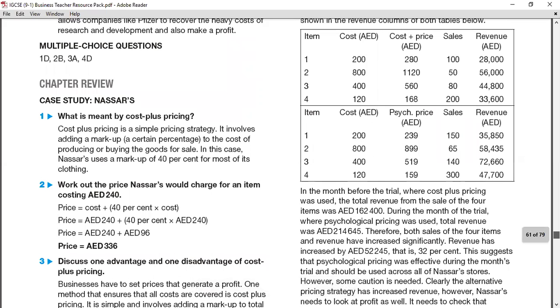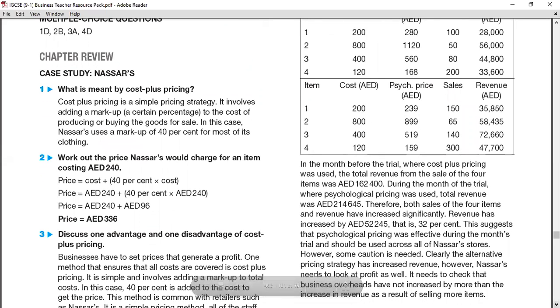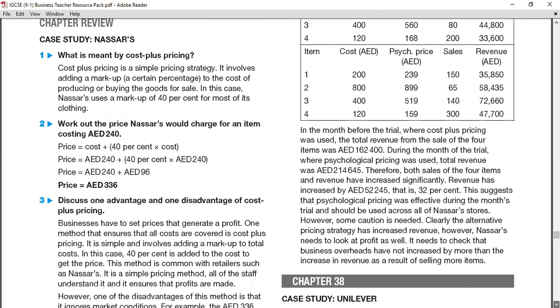And at the end, you're giving an assessment also. In the month of the trial, cost plus pricing was used. Total revenue from the sales of items was 162,400. You add it up and state the answers. That's how you have to say it. This is a very good answer, a very good question also, with a calculation based response. Therefore, for both the 4 items, revenue has increased significantly. Revenue has increased by this amount, by 32%. Calculate the percentage of increase also. This suggests that psychological pricing was effective during the month of the trial and should be used across all Nassar stores. However, look at the disadvantage.